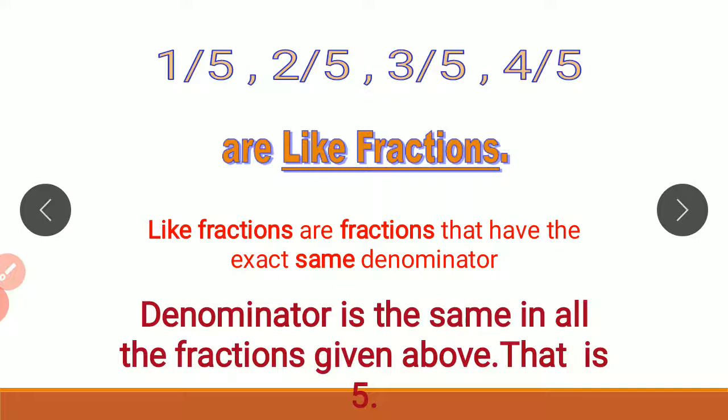Then the denominator is the same in all the fractions given above, that is 5. The denominator of all the fractions is 5, that means they are like fractions. Now come to another fraction, the unlike fraction.